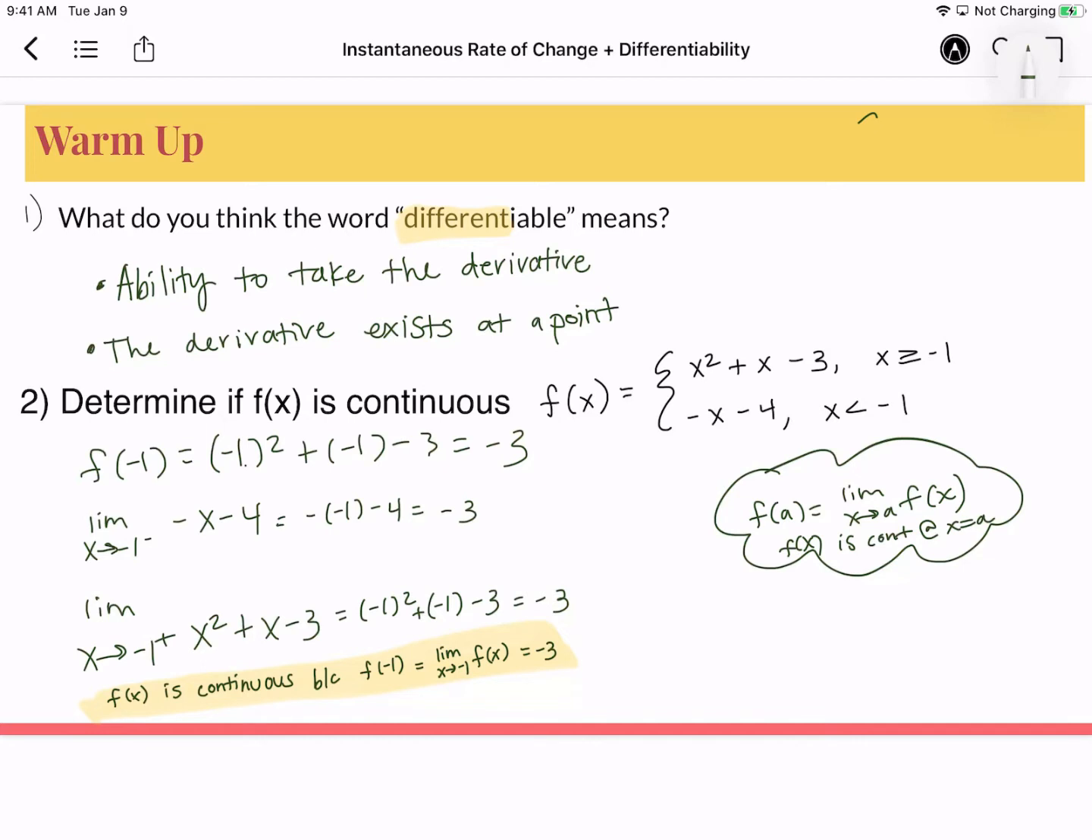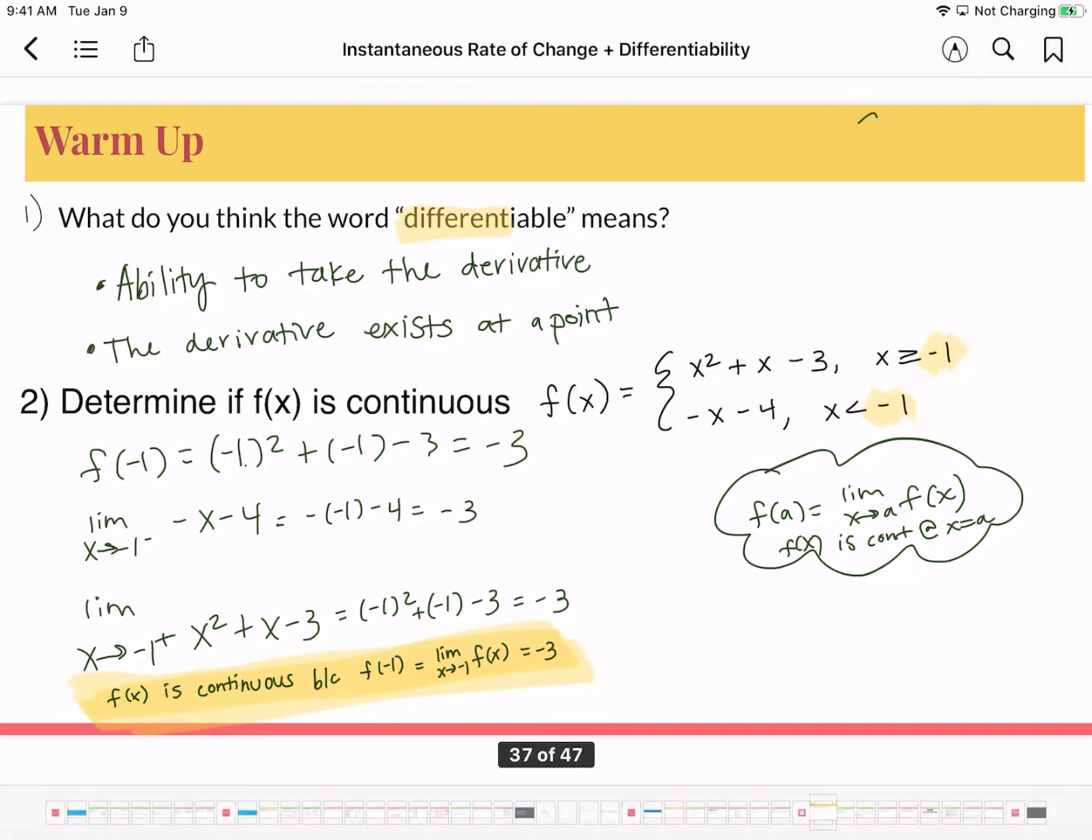So our function here, the only point where it might not be continuous is at this transition point, -1. So that is the point that we're looking at. I found that f of -1 is -3. I found the limit from both sides, because that's where the issue would be if the left and right hand limits were different. But the limit from both the left and the right were -3, so I was able to give this final concluding statement that f of x is continuous because f of -1 equals the limit as x approaches -1 equals -3. So a little review of continuity.